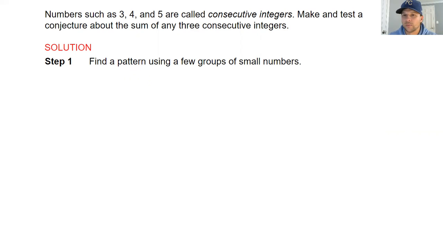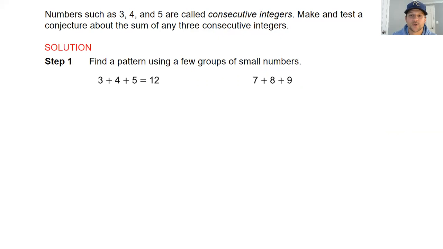Now, obviously, you could pick any 3 consecutive integers. So if you want to do hundreds, 123, 124, 125, you certainly can, but let's make it easy on ourselves and just pick some small numbers. So if we start first with 3, 4, and 5, the sum of those consecutive integers would be 12.